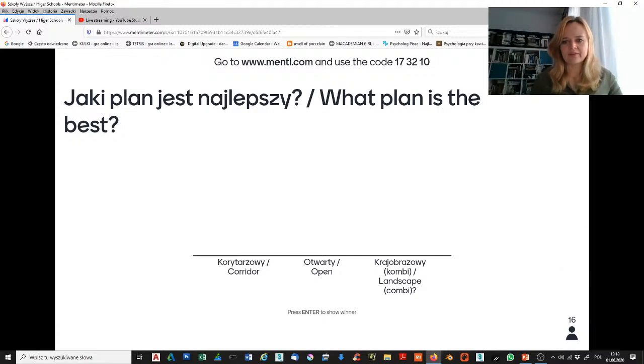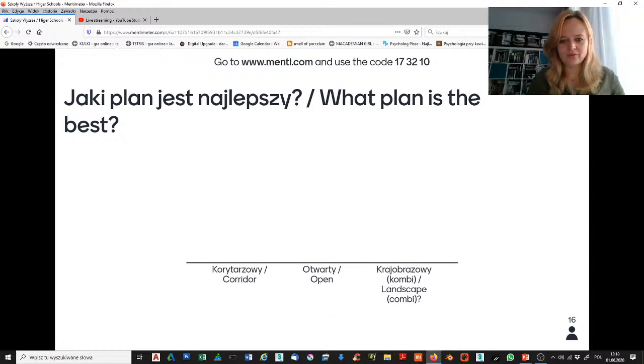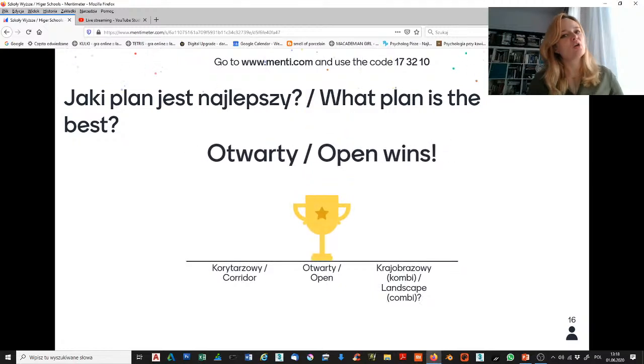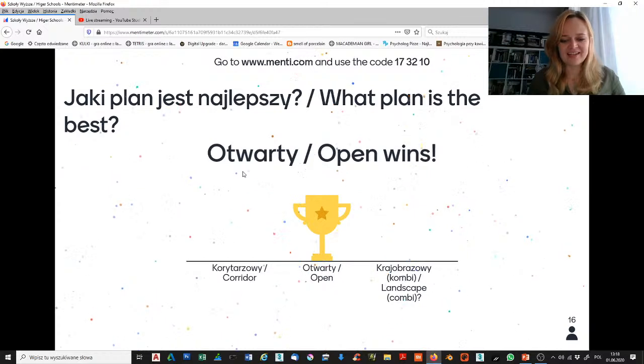Okay, I have 16 people. Maybe that's more or less everybody who wanted to vote. And let's see, the winner is open plan. Okay, that's nice. That means that you are very contemporary architects.